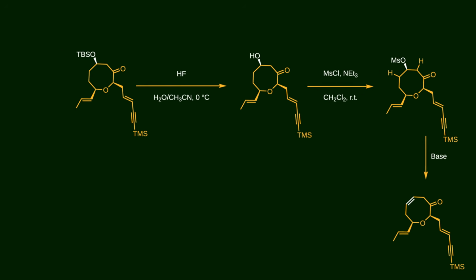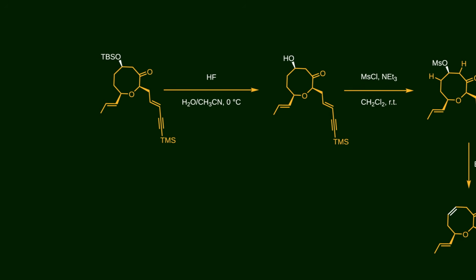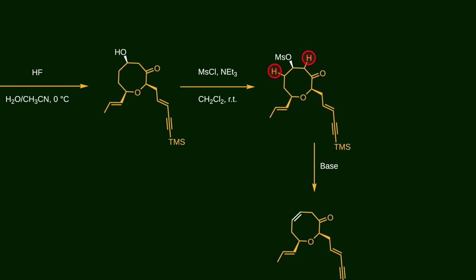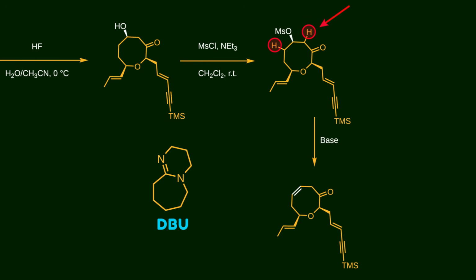Next, HF is used to deprotect the alcohol. After that, methylation converts it into a good leaving group, setting the stage for the elimination step. Notice that there are 2 alpha hydrogens that can react with the base. Elimination of this particular hydrogen leads to the conjugated product, but that's not the desired product. So choosing the right base is crucial in this step. DBU is a large and non-nucleophilic base that prevents the formation of the thermodynamic product.